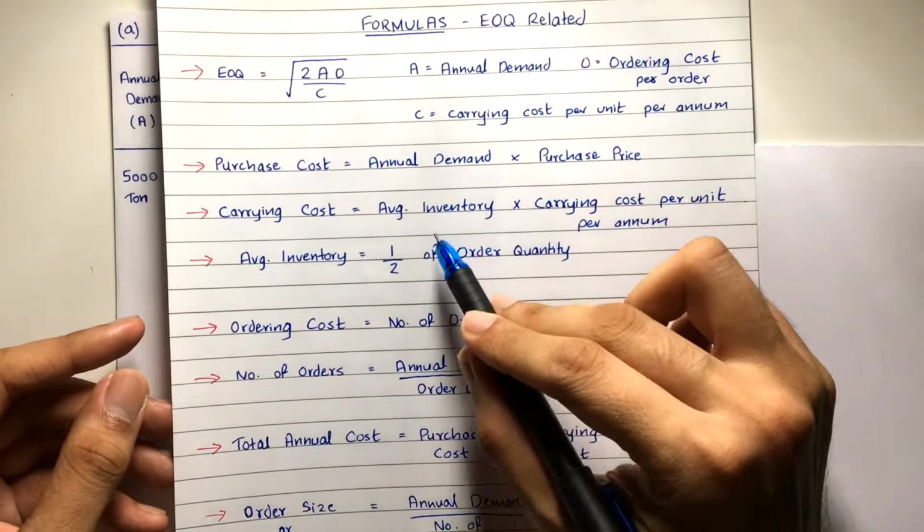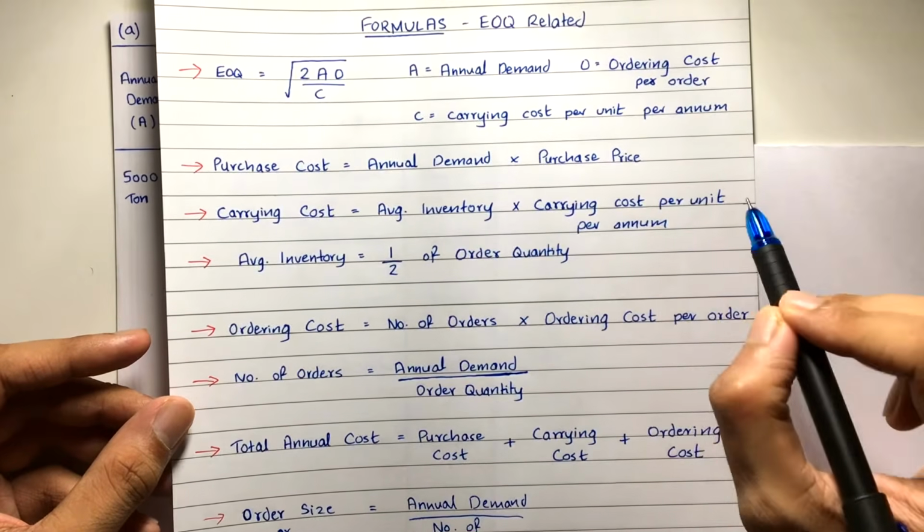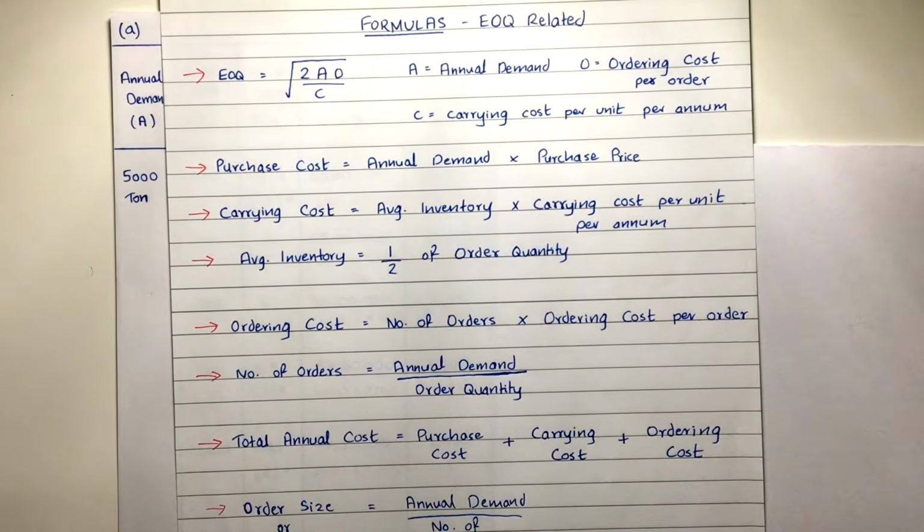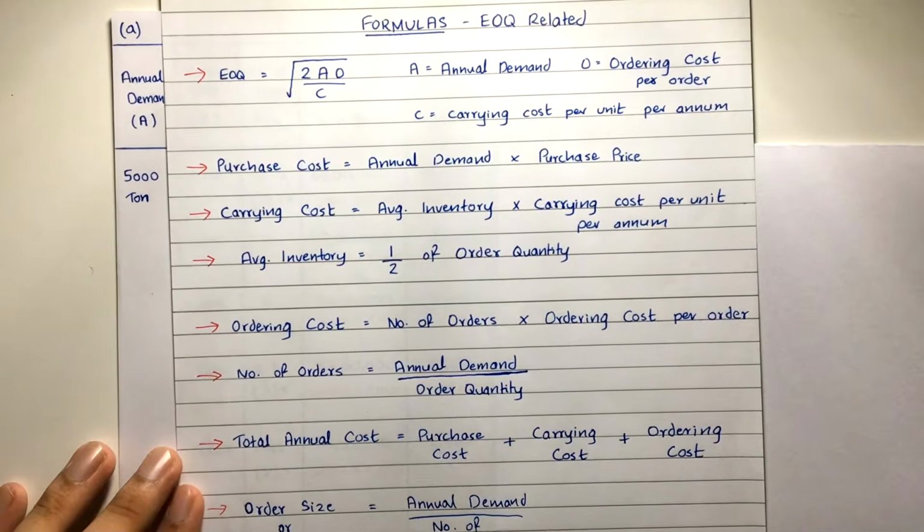Total carrying cost, you all know. Remember, average inventory into carrying cost per unit per annum, isn't it? Now, how do we calculate average inventory? The average inventory formula is half of order quantity. Do we have order quantity?